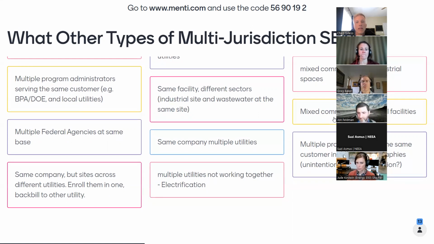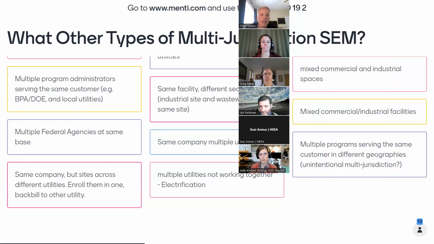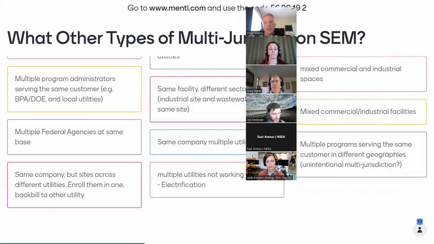Multiple utilities not working together, yeah, that's an interesting one, where there's electrification. So if you've got a gas utility that's doing their thing and an electric utility that is making some foray into electrification, and there's a range of what that looks like across North America. Lastly, the unintentional multi-jurisdiction, which is multiple programs serving the same customer in different geographies.